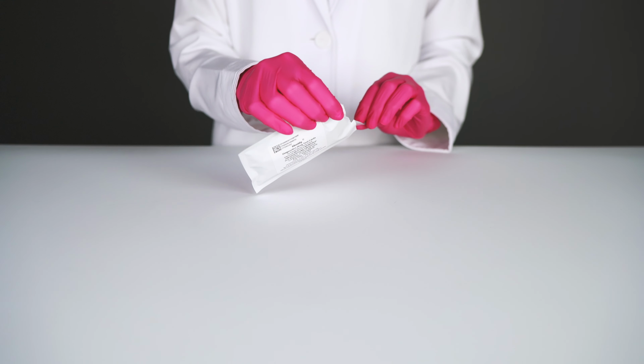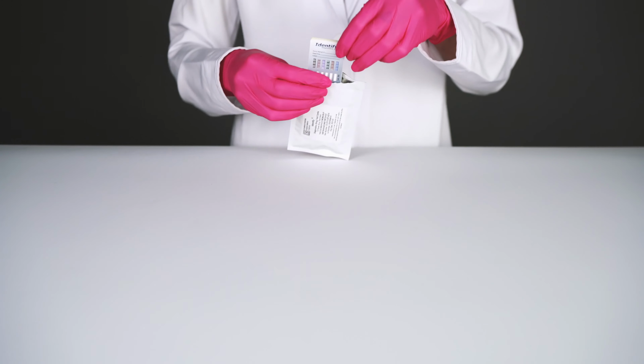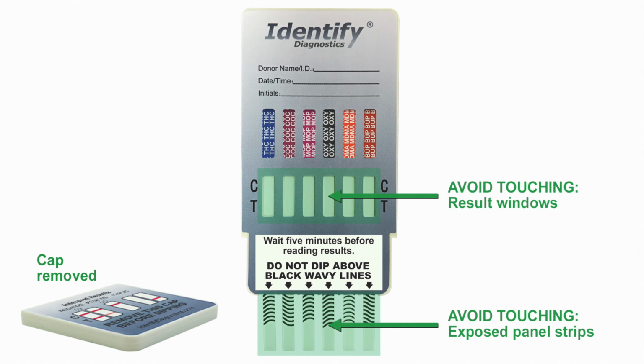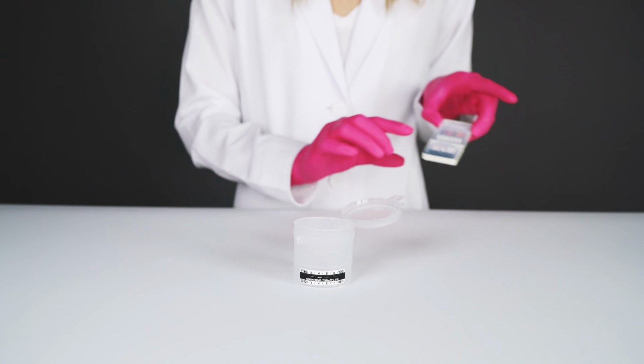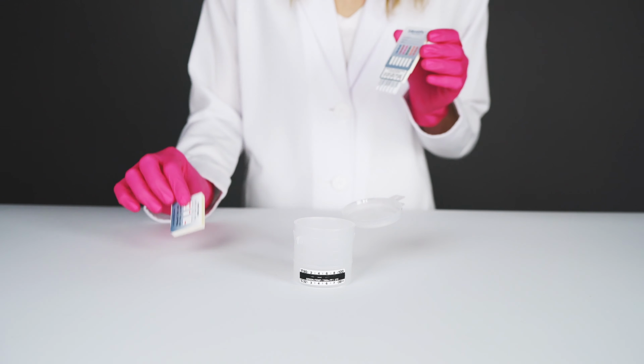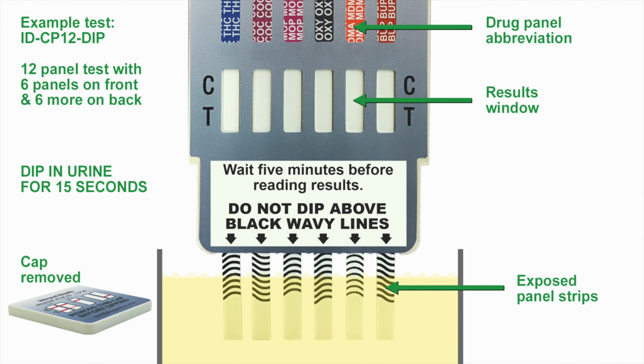Open the foil pouch at the notch and remove the drug screening test card. Make sure not to touch the test area of the device. Write the donor name or ID in the provided space, then remove the cap. Immerse the strips of the test card into the urine sample for at least 15 seconds.